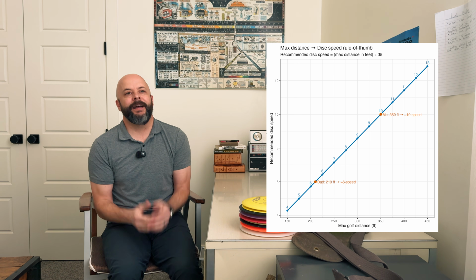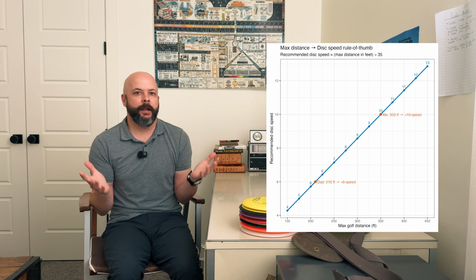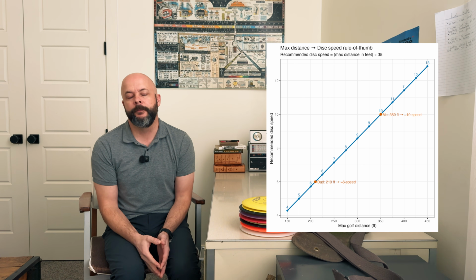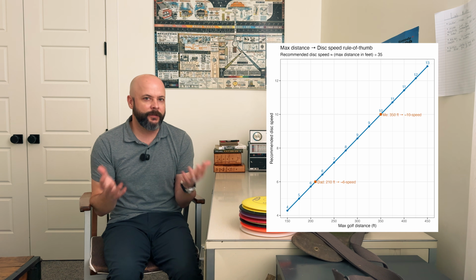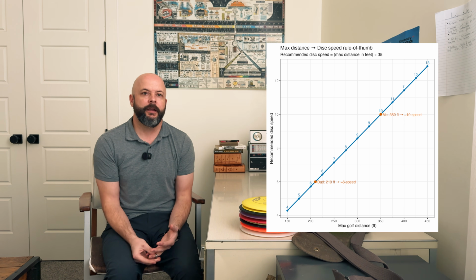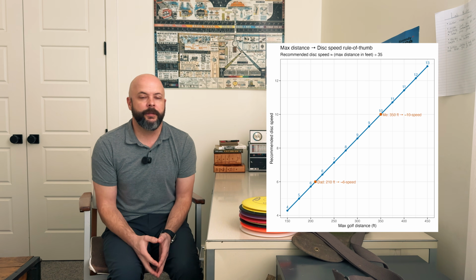So if I didn't know about this rule of thumb, then I wouldn't know that there was potential for me to do well throwing a higher speed than 7. And so as you can see, this gives you an idea of what is worth trying. If you can get a 7-speed to go 350, you should be able to do well with a 10-speed.